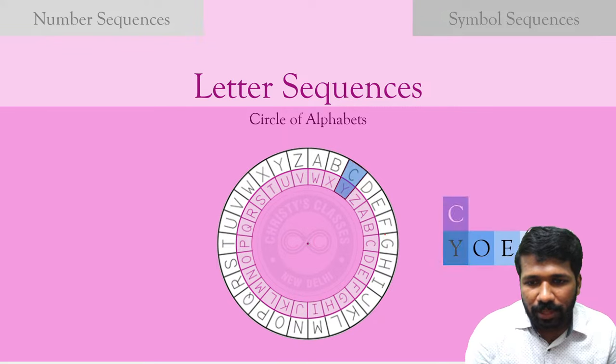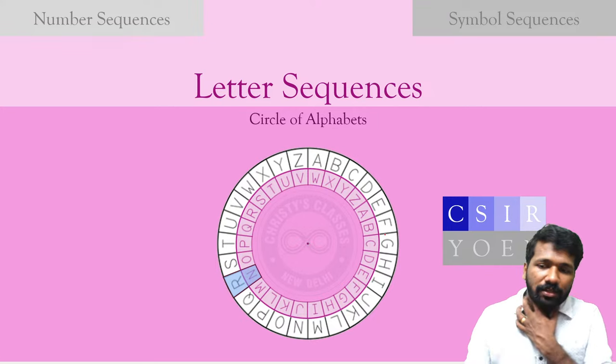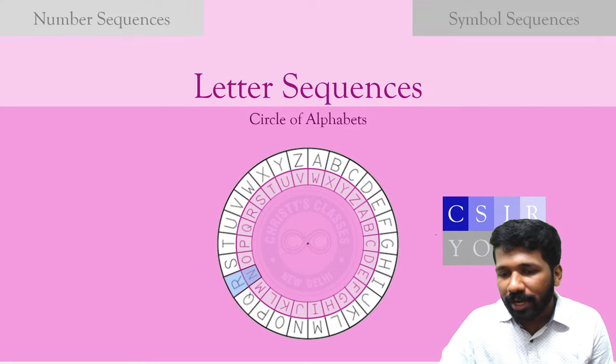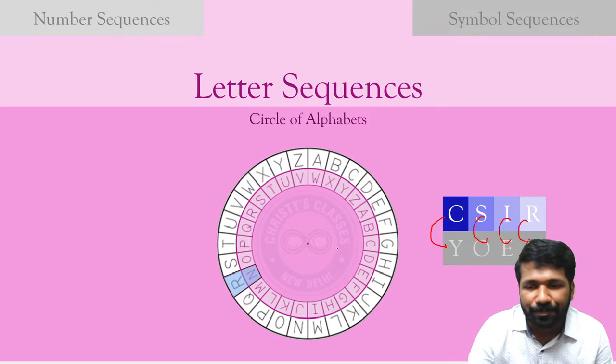So as an example, C and Y are connected, S and O are connected, I and E are connected, R and N are connected. So CSIR can be coded as such. In coding-decoding also, questions can be asked this way. So there also the circle of alphabets or this letter sequence idea is needed.